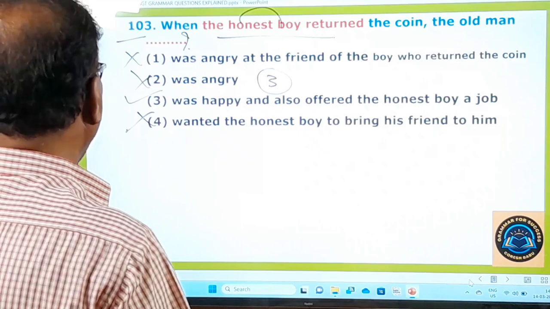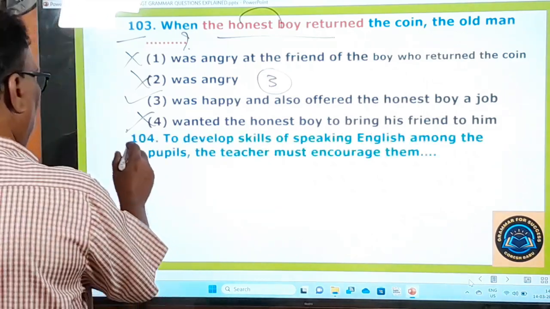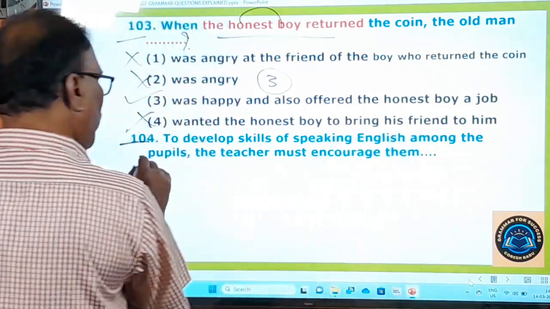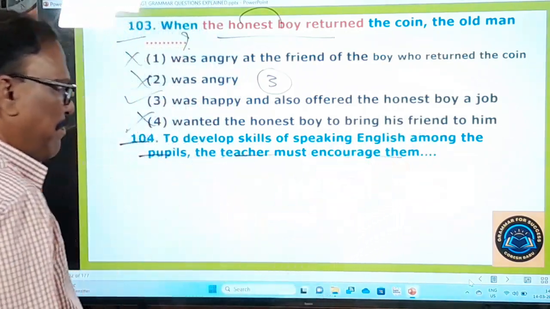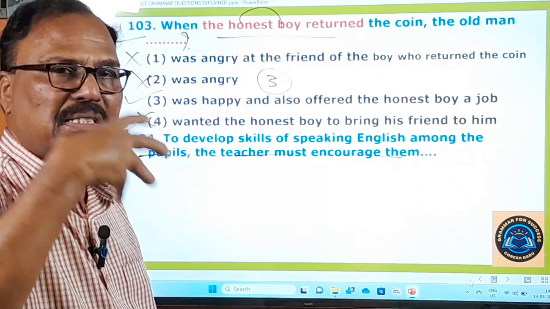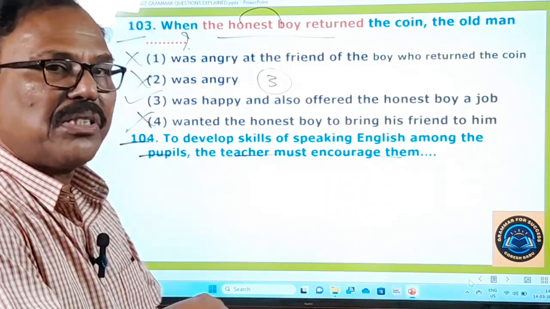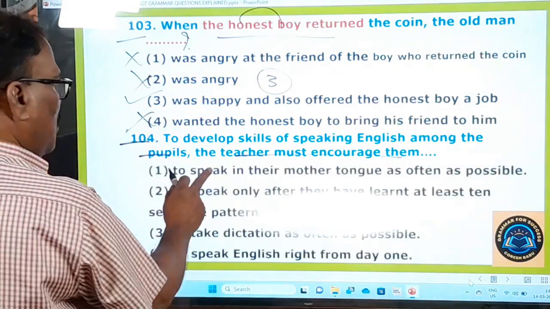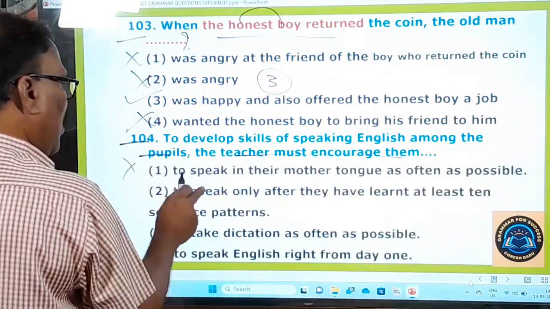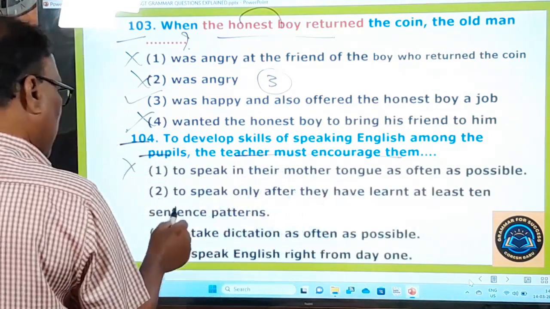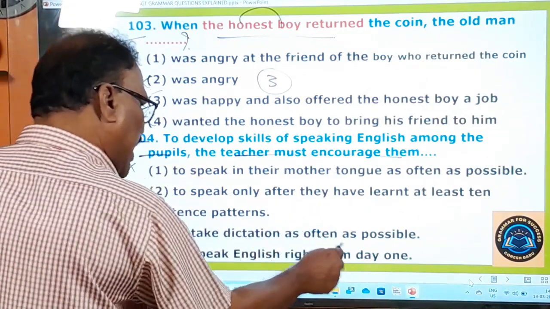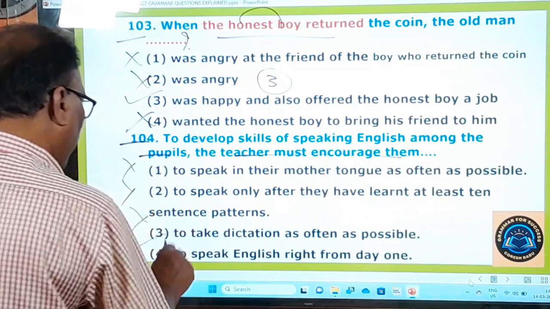Right. Now let's go to the fourth question. 104. To develop skills of speaking English among the pupils, the teacher must encourage them. To develop the speaking skills of the students, what must the teacher do? The teacher must encourage them to speak in their mother tongue? No. To speak only after they have learnt at least 10 sentences? No. To take dictation? No. To speak English right from the day one? The fourth one is the right.